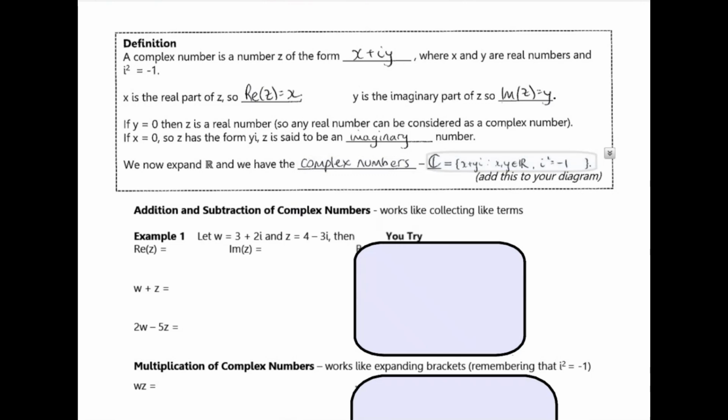We can now expand our number sets to have the complex numbers, which contains all of the real numbers and also all the complex numbers. So you can add a C on the outside of your diagram, and this is the definition.